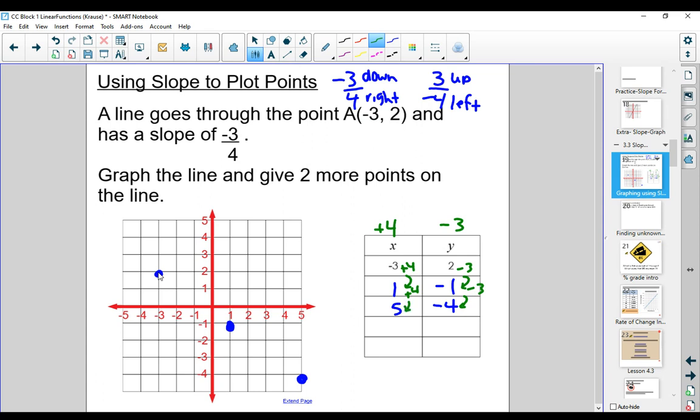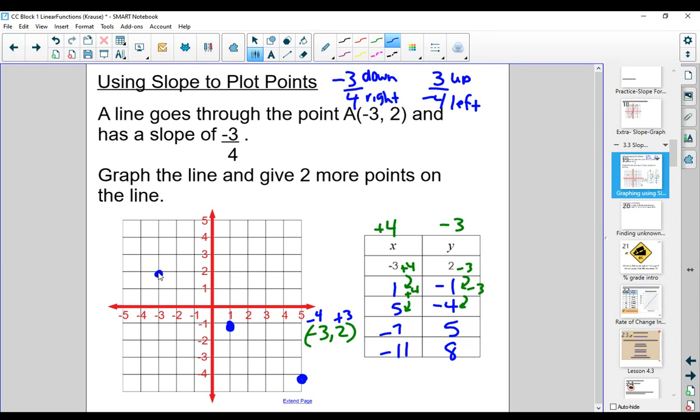Now again, we could have gone in the opposite direction. So I have negative 3, 2. And if I wanted to do up 3, left 4, then I would have added 3 and subtracted 4. So 2 plus 3 is 5. Negative 3 minus 4 is negative 7. If I wanted to add another 3, 5 plus 3 is 8. And negative 7 minus 4 would be negative 11. So those would be another 2 points on the graph.